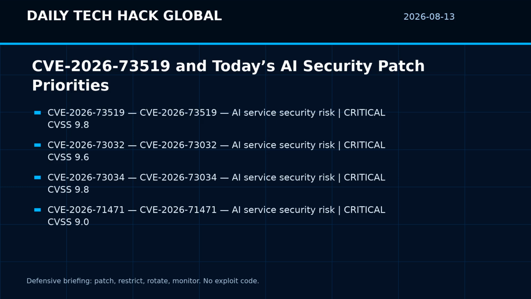If your team runs cloud workloads, AI services, developer pipelines, or internet-facing infrastructure, today's security question is simple. Which patch changes your blast radius first? This is Daily Tech Hack Global for August 13, 2026. The facts in this briefing come from NVD, CISA when reachable, and linked vendor advisories. I will keep the discussion defensive, no exploit commands, no payloads, and no step-by-step attack chains.